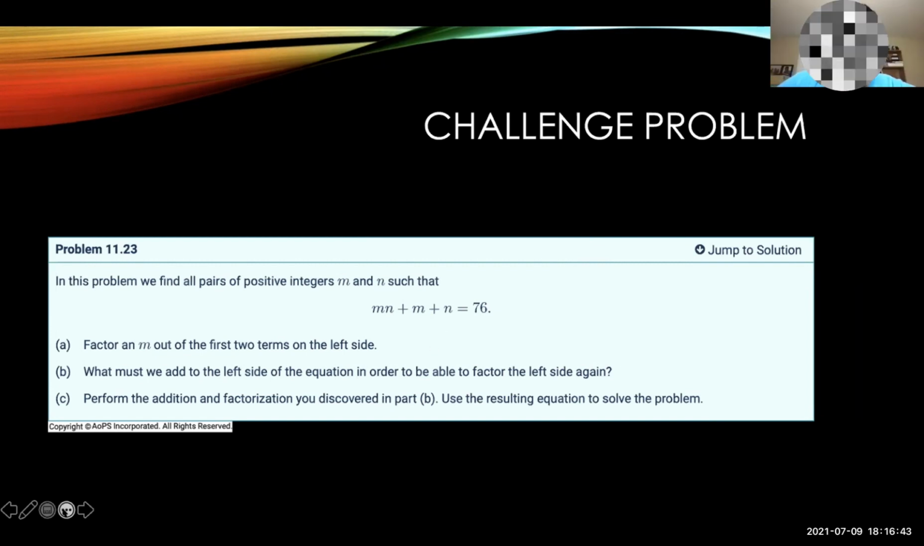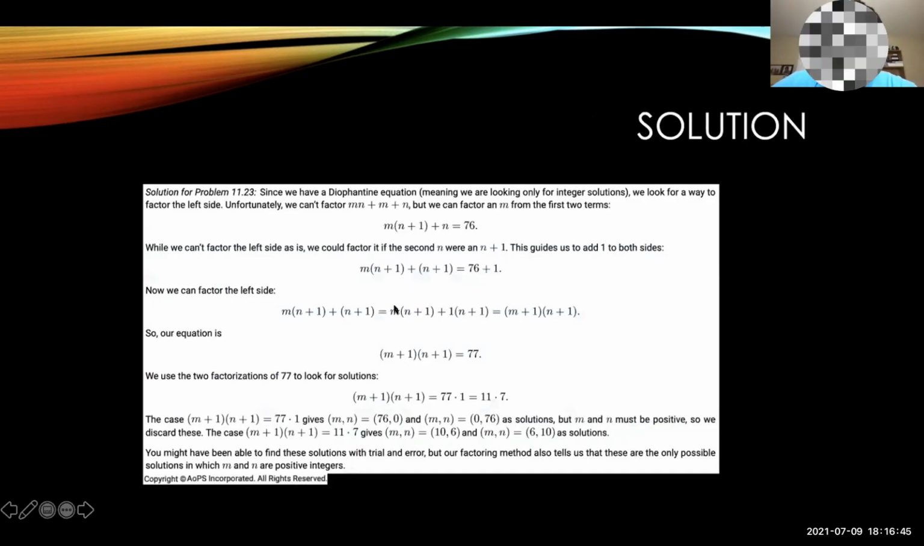Okay, so I think we're gonna call this one. We're gonna get through this one quickly because Steven actually made a Kahoot for us to do as well. Essentially all we've done here is factor the m out of this. We get m times n plus 1 plus n equals 76. And then we added 1 to both sides of the equation.